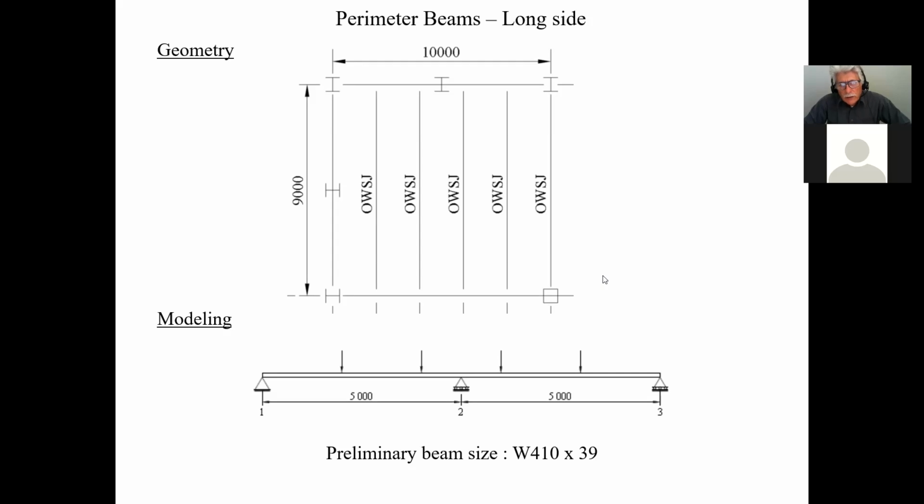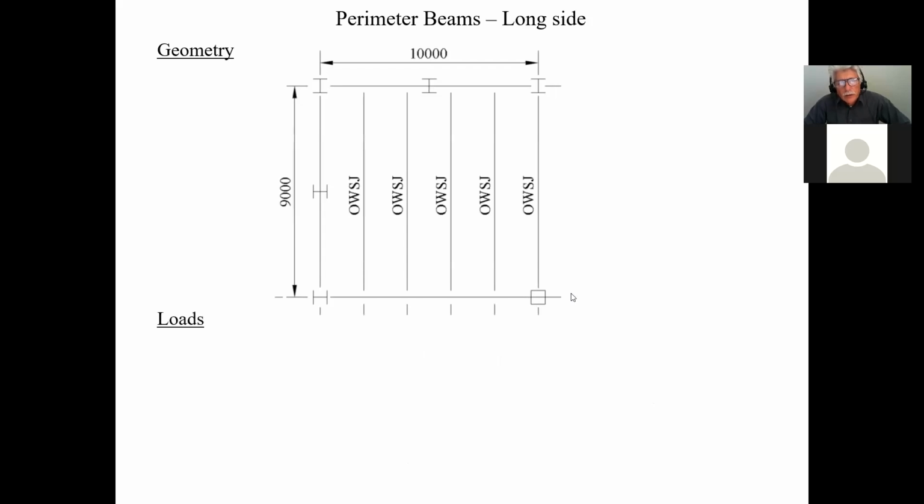And then after that, once you've modeled it, of course, you have to worry about your loads. So the superimposed dead loads, this doesn't change. We're using 1 kPa for the superimposed dead loads.